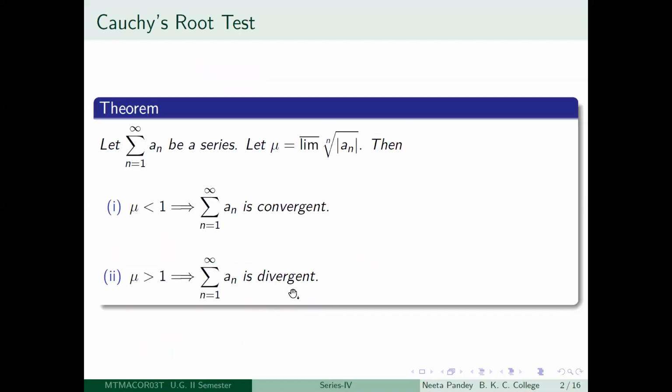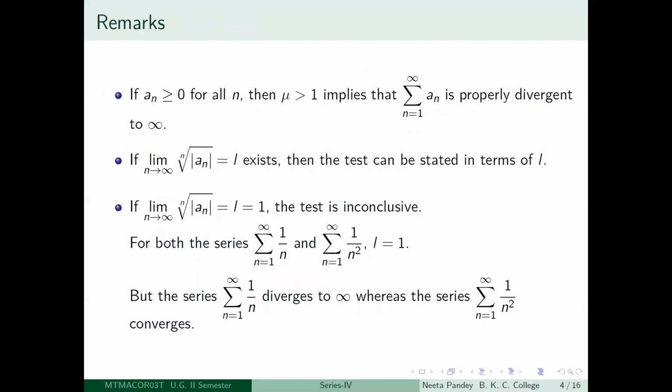So that is your result: you look at the nth root of |a_n|, and look at the lim sup of that sequence. Then if it is less than 1, summation a_n converges, and if it is greater than 1, then summation a_n diverges. Okay. So again, we will look at some special cases.